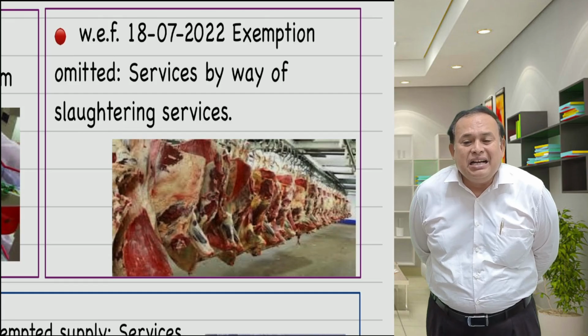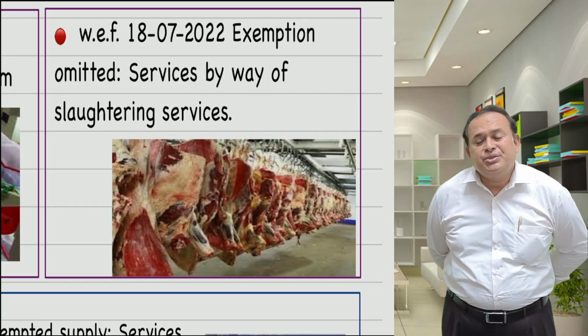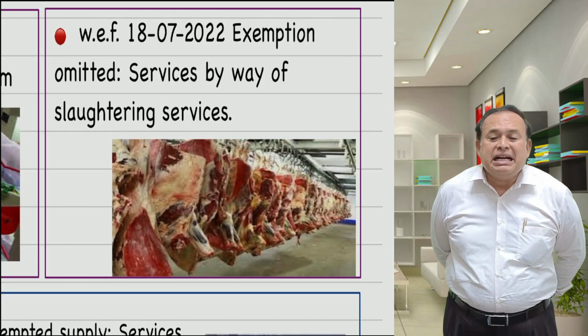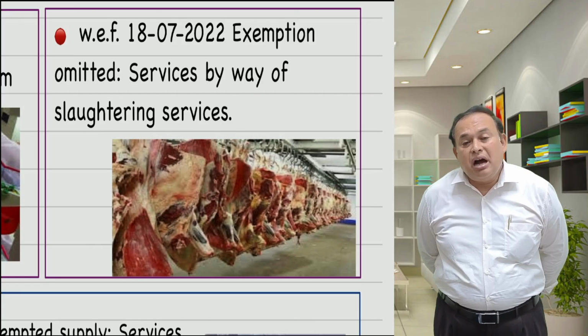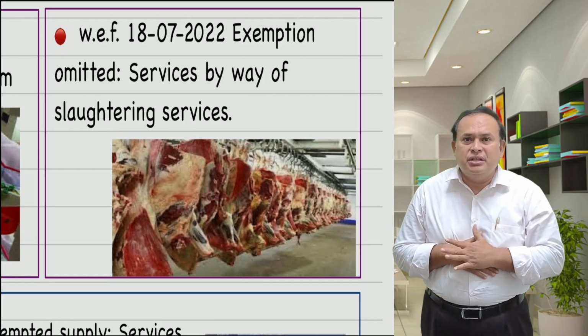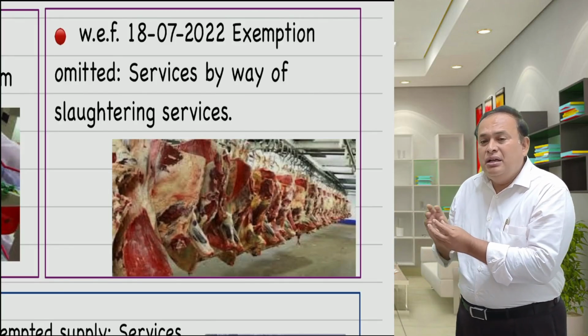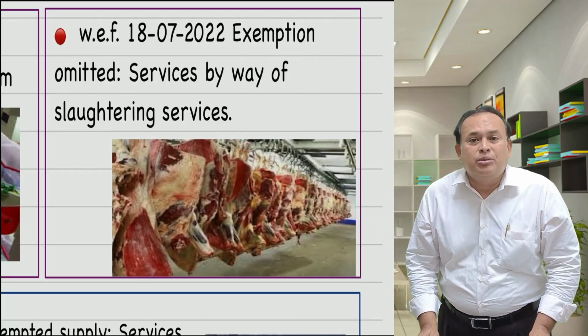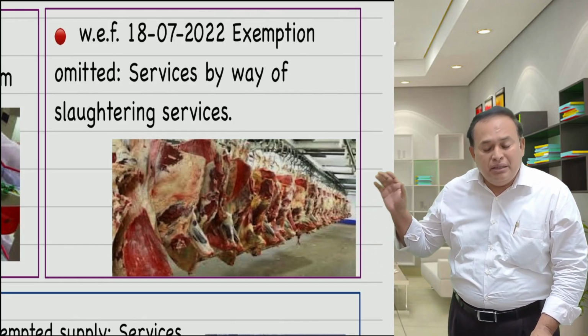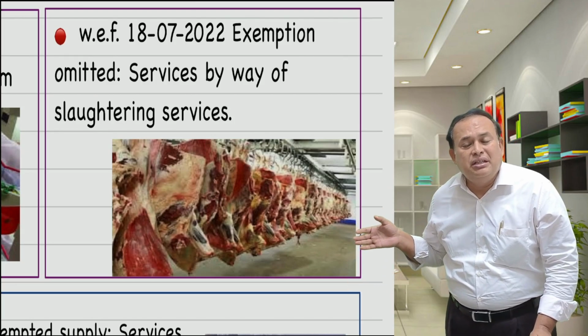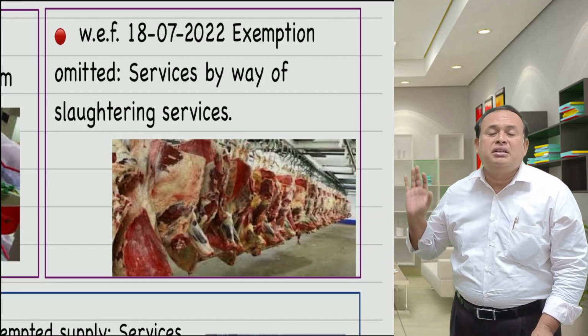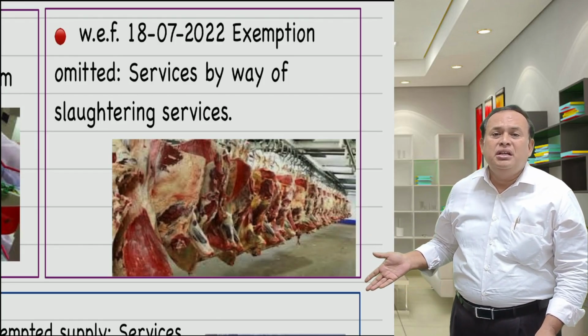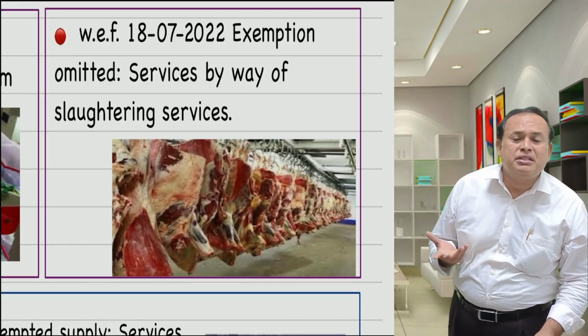Services by way of slaughtering, slaughterhouses. Slaughtering services are absolutely now taxable. Sale of fresh meat is an exempted good, but dressing, cutting and selling are absolutely now taxable by any tannery houses or slaughterhouses providing these services, which will attract GST now. But again, the supplier should come forward and say, my turnover exceeded the threshold for registration, and pay the GST.